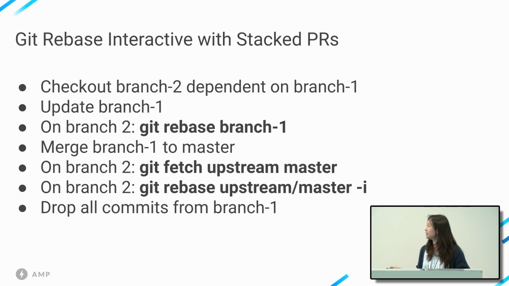And then at some point, my PR1 for branch 1 gets merged to master. Yay! Right? So then what I'll do there, after I've rebased, is I'll git fetch upstream master. And then I'll git rebase -i for an interactive rebase. And then I'll drop all the commits from branch 1. So basically, I won't redo the commits from branch 1 again.